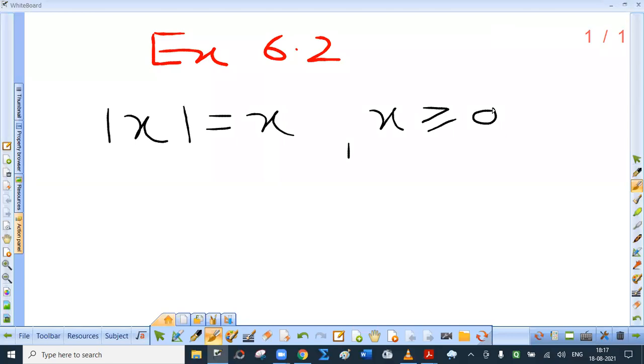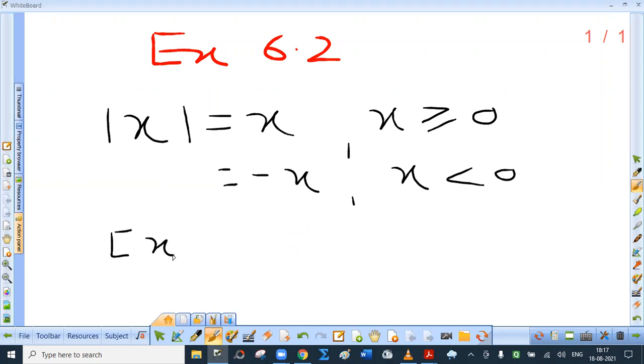So many students think that x is positive and minus x is negative. Not necessarily. X is a real number. It can be positive, negative, or zero. So if it is already non-negative, means either zero or positive, mod x is going to be x only. And mod x is minus x when x is less than zero. Okay. So this is about modulus function.